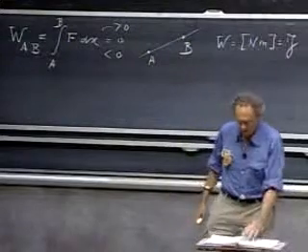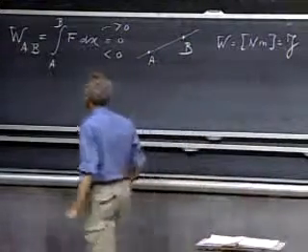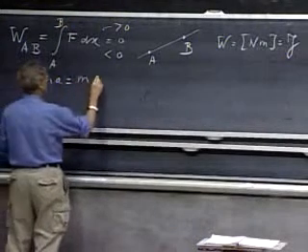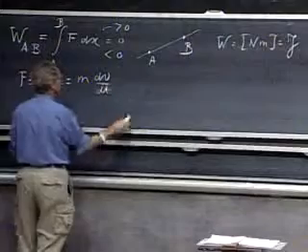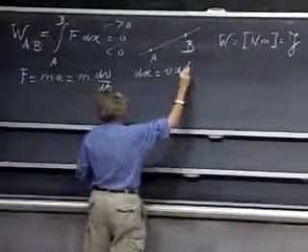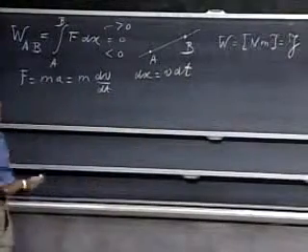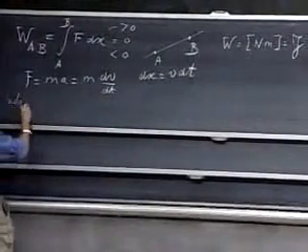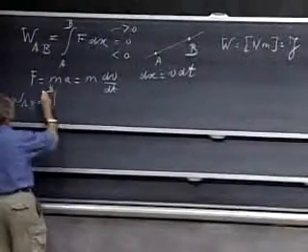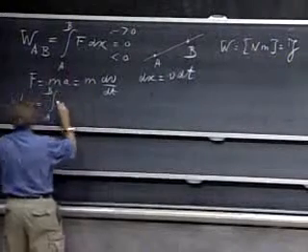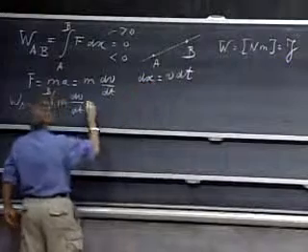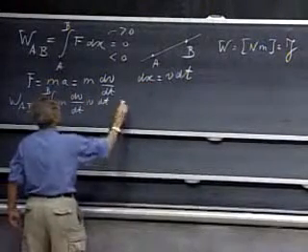F equals ma. So therefore, I can also write for this m dv/dt, and for dx, I can write v dt. I substitute that in there, so the work in going from A to B is the integral from A to B of the force, which is m dv/dt, times dx, which is v dt. And look what I can do.